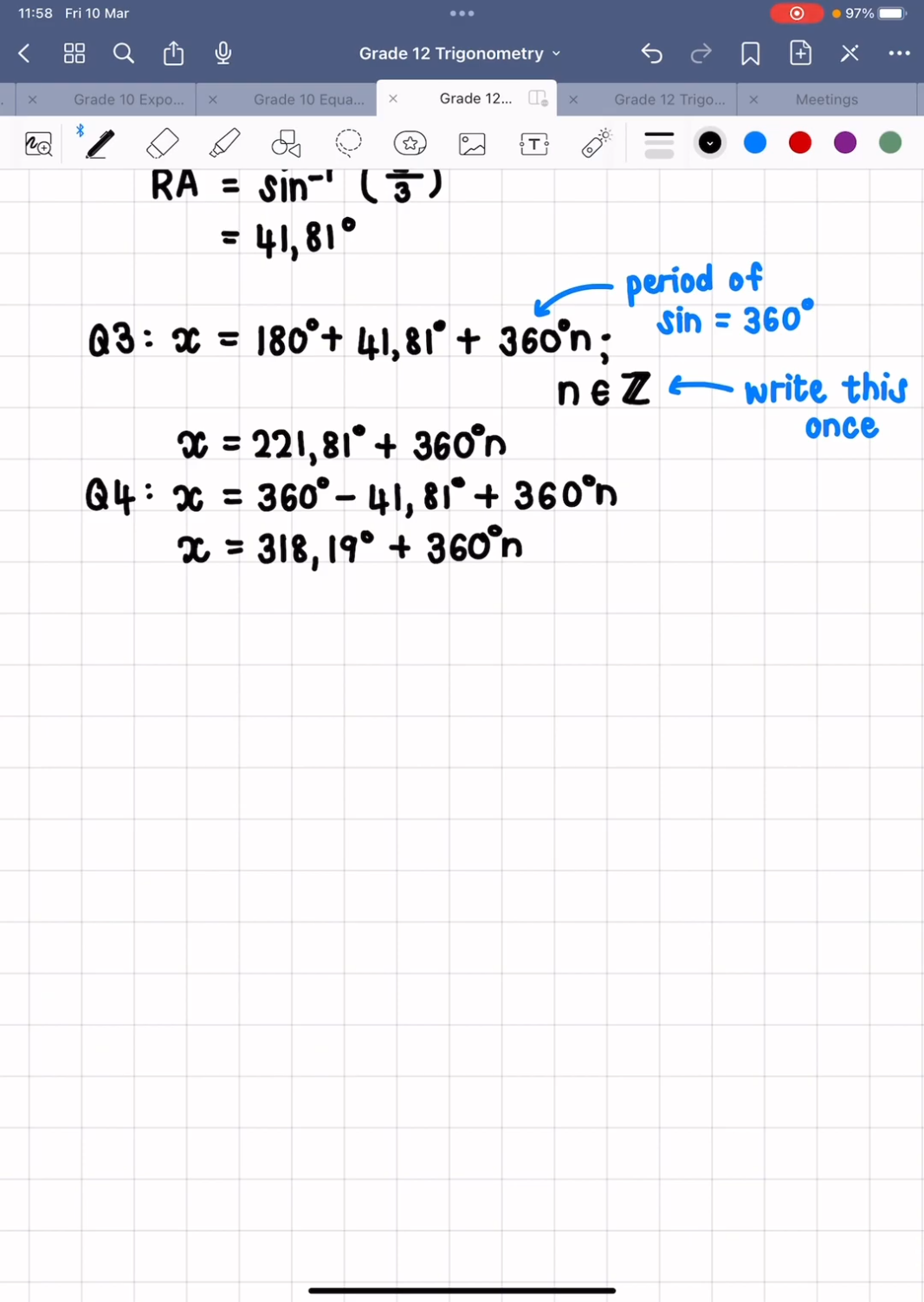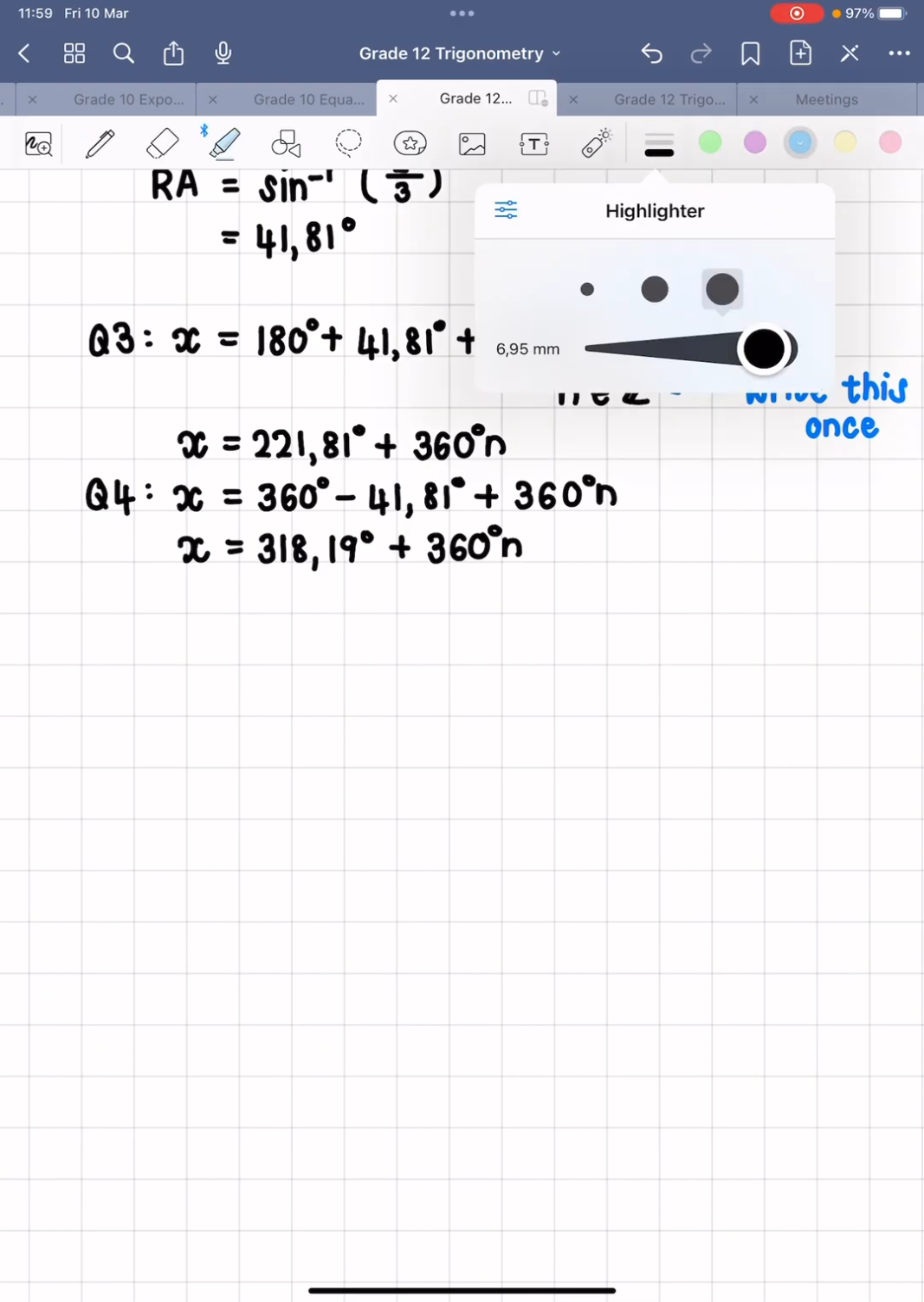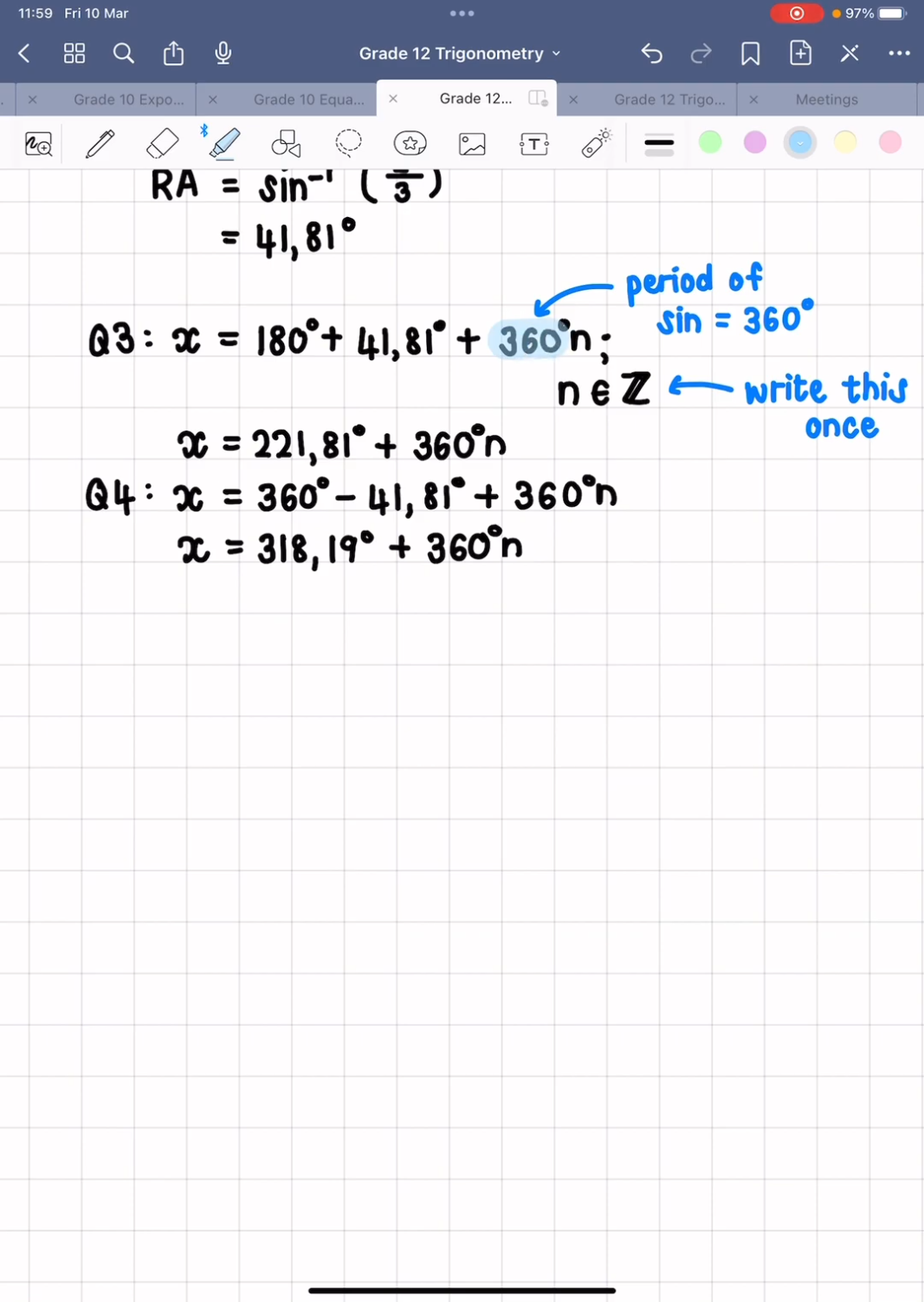So please, I'm actually going to highlight it to remind us that we have to write it every single time. Only when you are doing specific solutions, when you're actually subbing in values for n and you write down specific x values, then do you stop writing that. But that's not even going to happen in this example.